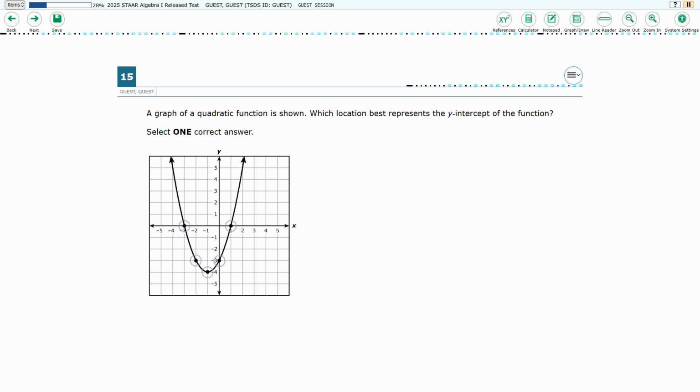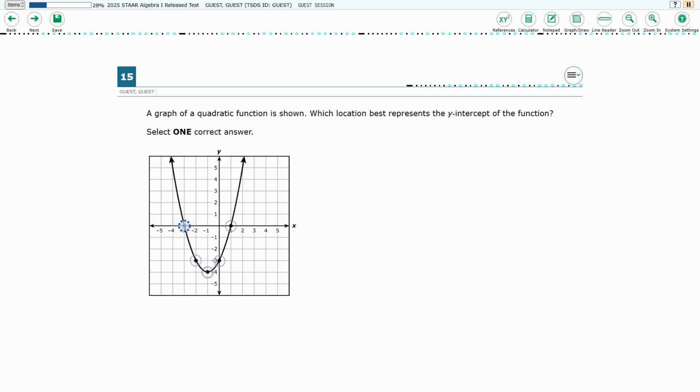All right, so this is a 1-point problem. We've seen hotspot before, but it's not nearly as common as some of the other new item types like drag and drop or graphing. And so we need to select one correct answer, and literally what we're going to do is just tap one of these points here.